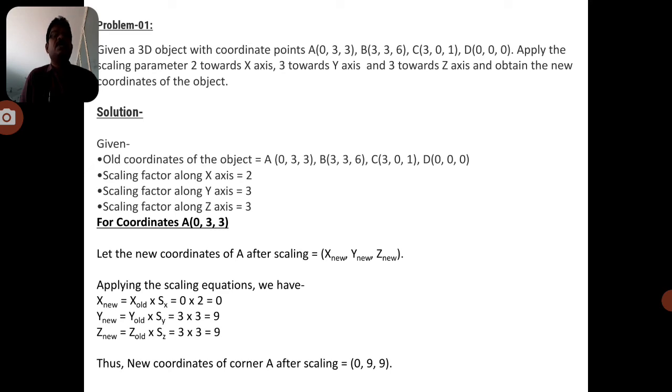So apply the scaling parameter 2 towards the x-axis, 3 towards the y-axis, and 3 towards the z-axis, and obtain the new coordinates of the object. Now we have to find the new coordinates of the object with the given equation. We know that the given data is the scaling factor along the x-axis is 2, along the y-axis is 3, and along the z-axis is 3.